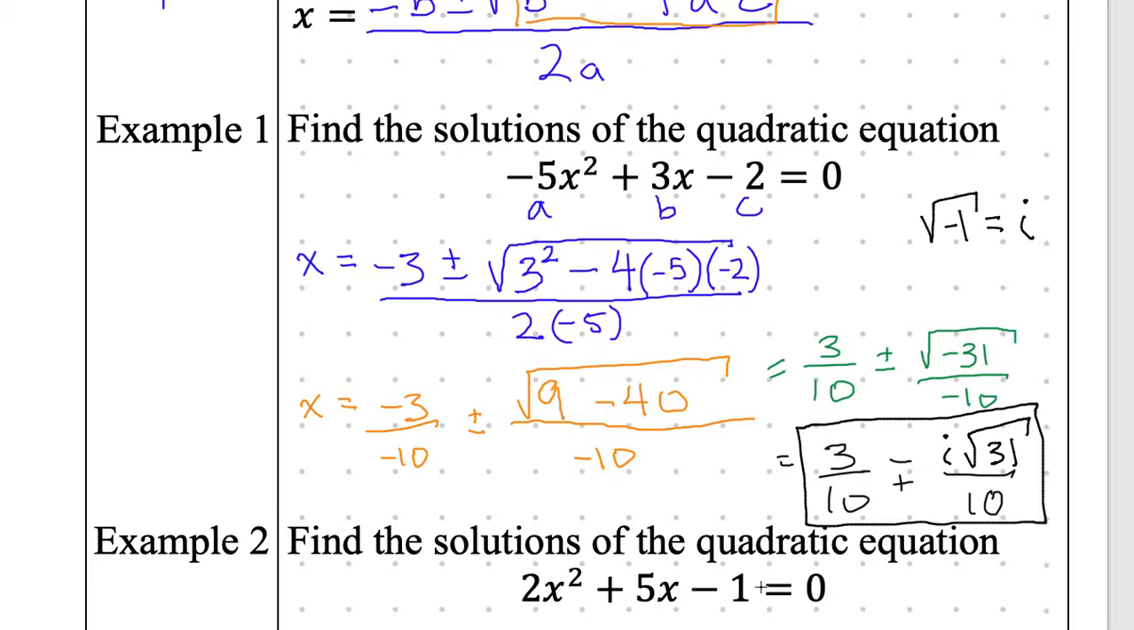Sometimes you will not have a negative under the square root. If it's positive, it's the same thing without an I, so it's even less work. If it's a negative, though, you will have this I that pops out.